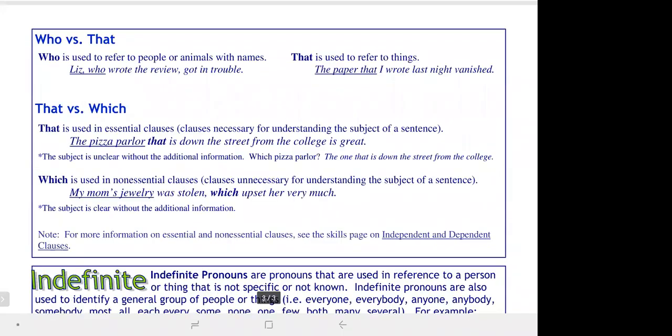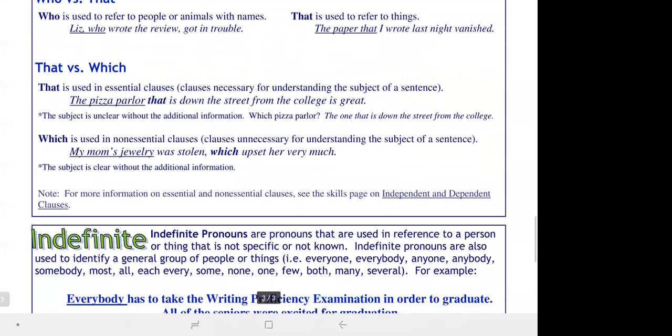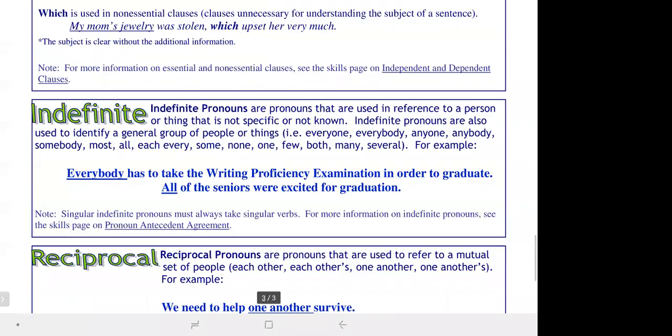In relative clauses and relative pronouns, who and that can be used interchangeably, and that and which are also used interchangeably. We'll discuss this in detail when we reach the topic called relative clauses. So I'll skip it for now.